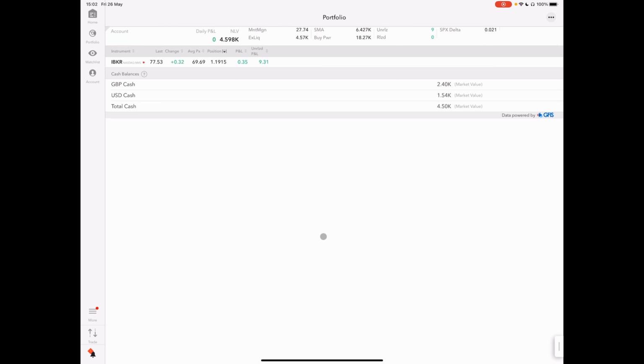The key thing to realize with this account is the excess liquidity. I go into detail about margin trading in my margin trading series, which I'll link in the pinned comment. But effectively, your excess liquidity is your equity to loan value minus your maintenance margin. Now, your equity to loan value is your cash, your 4.5K, plus the amount in your portfolio at the moment. And your margin maintenance is up here at 27.74, and the reason is that's the margin requirement to hold these 1.19 shares of Interactive Brokers.